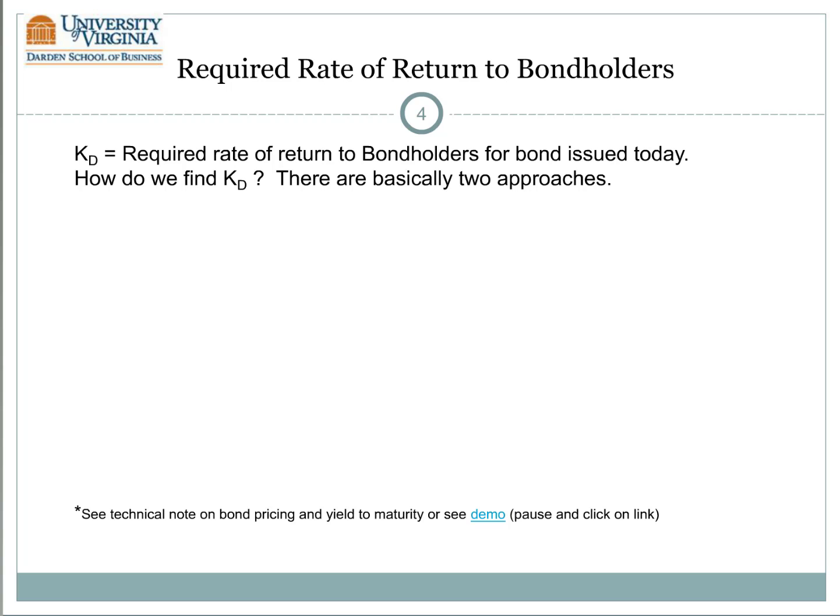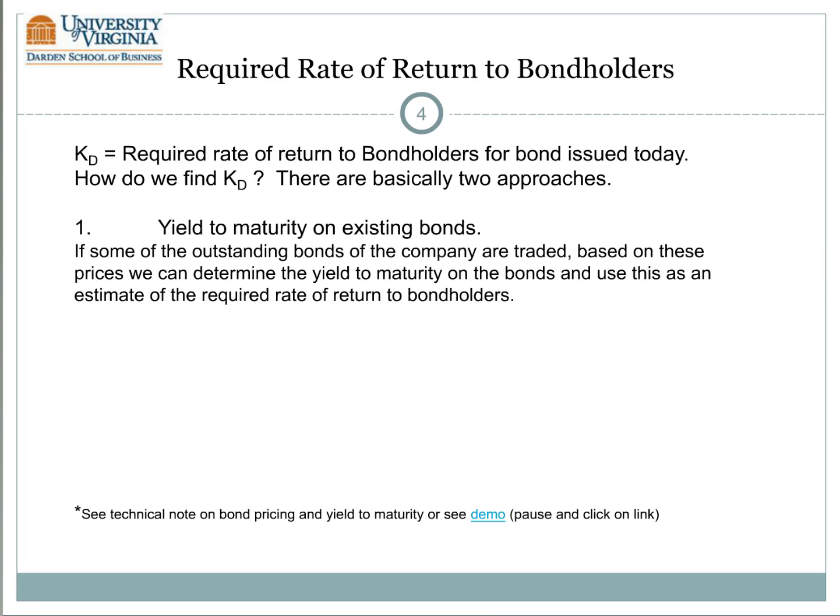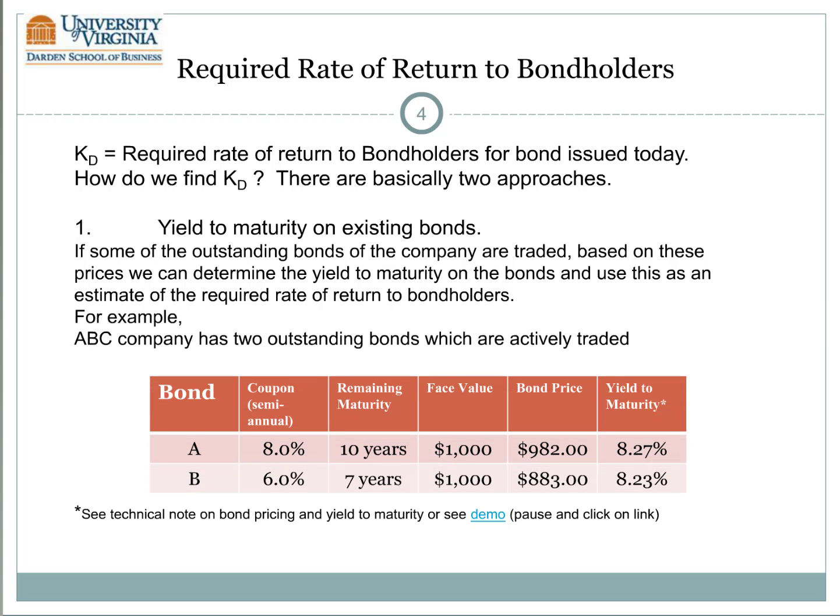There are two approaches. If there are prices available on a firm's bonds, then we can use these prices to estimate the yield to maturity on these bonds, and we can use this as our estimate of the bondholder's required rate of return. Let's look at a simple example.